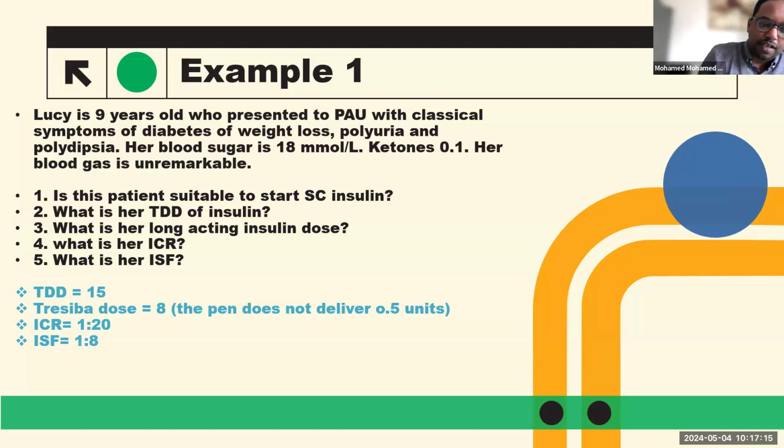Tresiba, you're right, it's 7.5, but sometimes the practicality, so the pen of Tresiba does not provide 0.5 units. So she ends up having either 7 or 8, and you can choose. So let's give her 8 for the Tresiba dose. Her ICR is 1 to 20, and her ISF is 1 to 8. So thank you for those who replied.